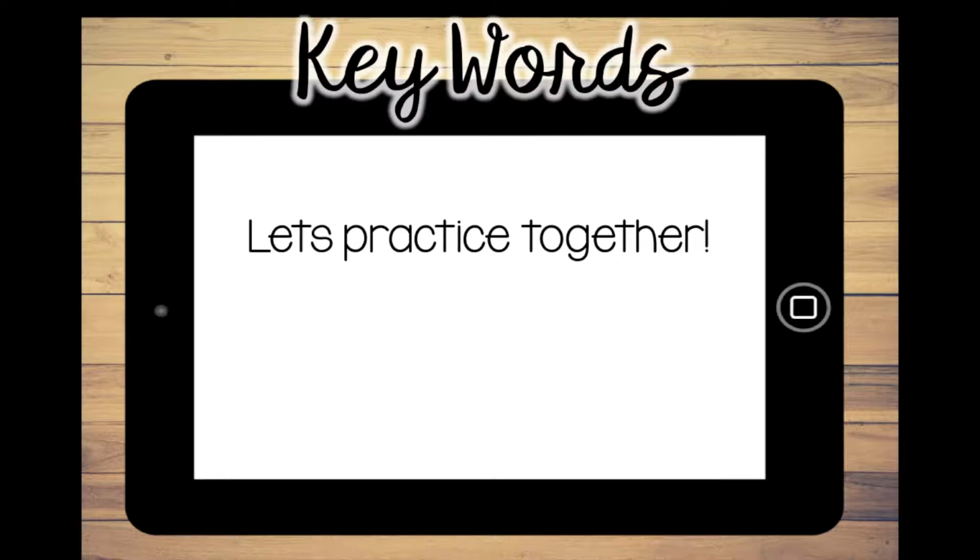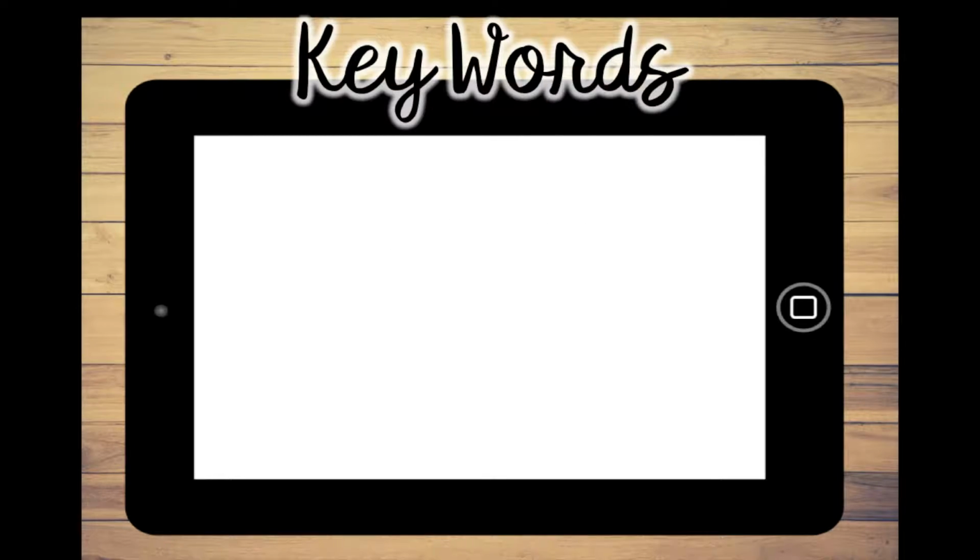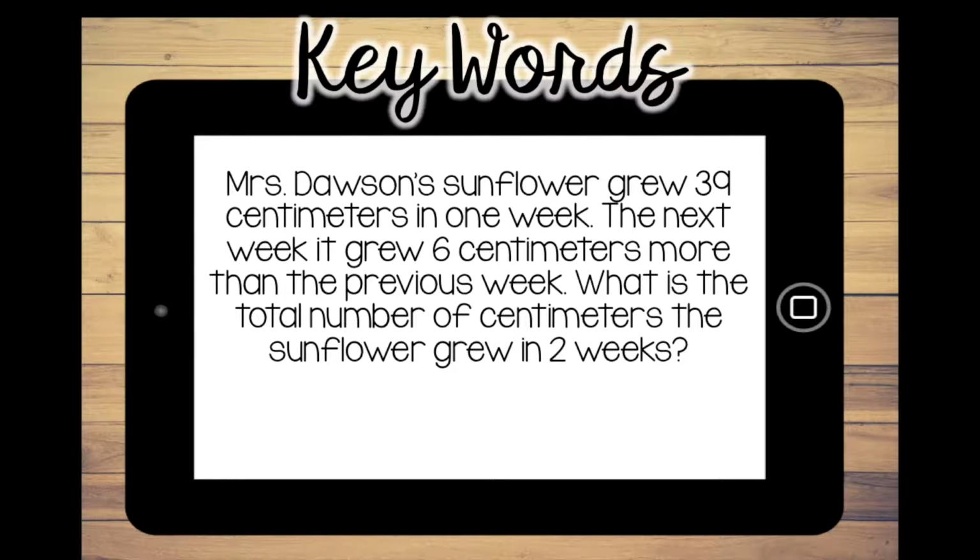Let's practice together now. So go ahead and get out your whiteboard. Mrs. Dawson's sunflower grew 39 centimeters in 1 week. The next week, it grew 6 centimeters more than the previous week. What is the total number of centimeters the sunflower grew in 2 weeks?